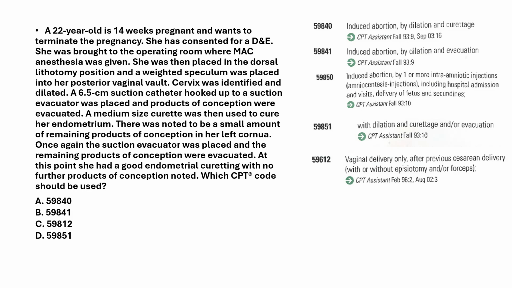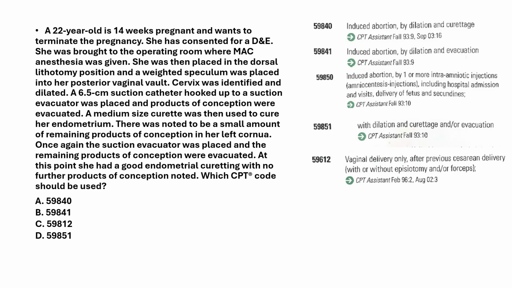Let us take one more question. A 22-year-old is 14 weeks pregnant and wants to terminate the pregnancy. She has consented for D&E. She was brought to the operating room where MAC anesthesia was given. She was then placed in a dorsal lithotomy position and a bivalve speculum was placed into her posterior vaginal vault. The cervix was identified and dilated. A 6.5 centimeter suction catheter hooked up to a suction evacuator was placed and the products of conception were evacuated. A medium-sized curette was then used to curette her endometrium.